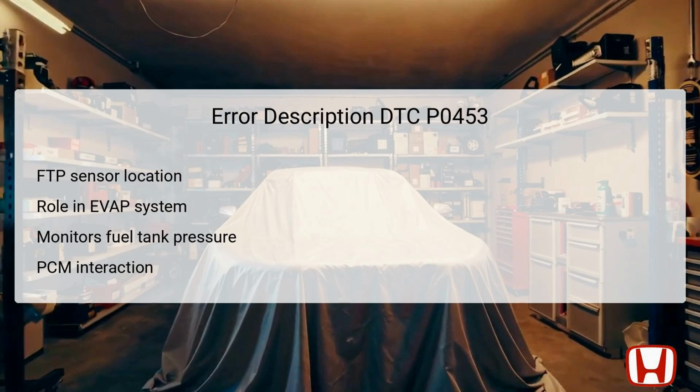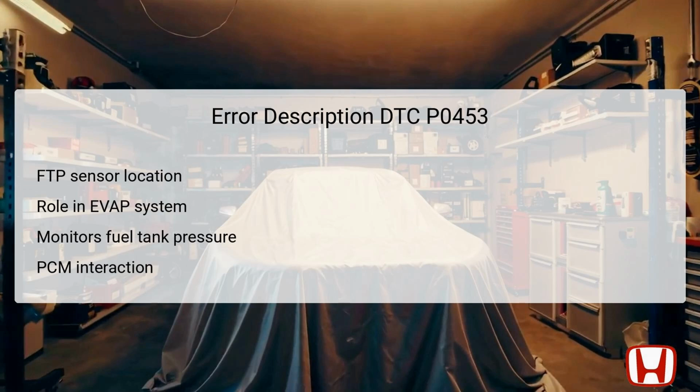DTC P0453 refers to a malfunction in the fuel tank pressure (FTP) sensor, which is installed on the evaporative emission (EVAP) canister of the Honda Accord. Its primary role is to detect the pressure levels in the fuel tank, which is essential for identifying fuel vapor leaks and ensuring proper vehicle emission controls.